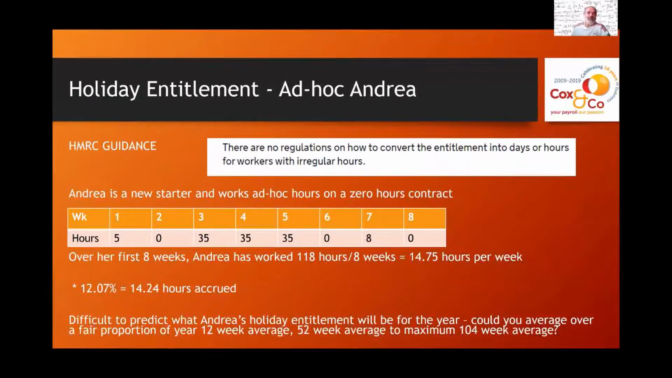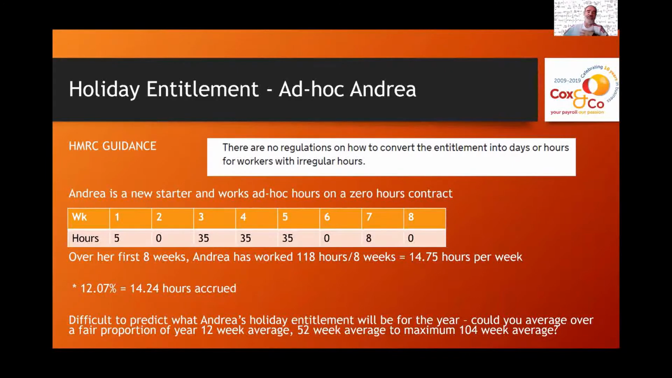And then we move on to ad hoc Andrea, and this is where guidelines and legislation start to fray at the edges. If you tap ad hoc Andrea into the HMRC calculator and ask it how many hours of entitlement she is entitled to, I don't think the calculator says this, but it is in the guidelines: there are no regulations on how to convert the entitlement into days or hours for workers with irregular hours. So it's difficult, isn't it?